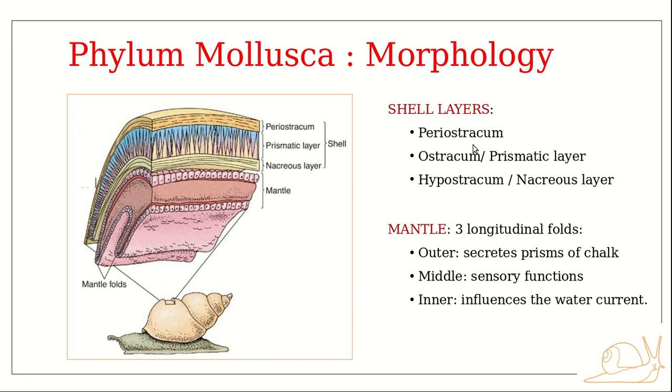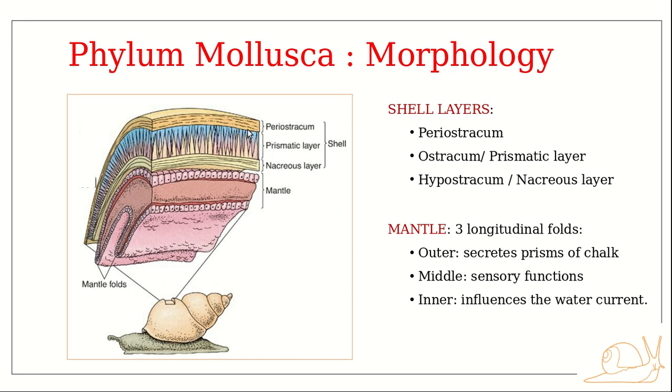It is formed of conchiolin mainly. Ostracum is the thick middle layer. You can see here it is thicker than the periostracum, and it is longitudinally arranged calcite plates. Calcite in the sense calcium carbonate. So calcite plates are formed of crystals of calcium carbonate, otherwise referred to as prisms of calcium carbonate, and that is why the name has come, prismatic layer.